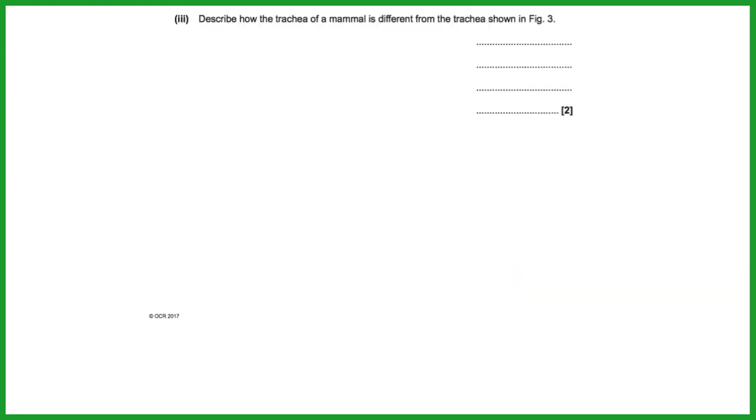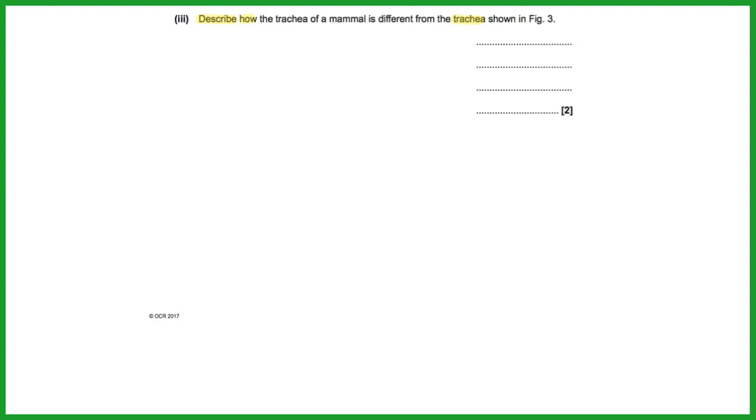So name the structure labelled A. Well, it is a tracheole. So describe how the trachea of a mammal, such as you, is different from the trachea shown in figure 3, which is of the insect trachea. Now, describe just means tell us what the difference is. You don't have to say anything about what it does or what it's made of. It's just how it's different.